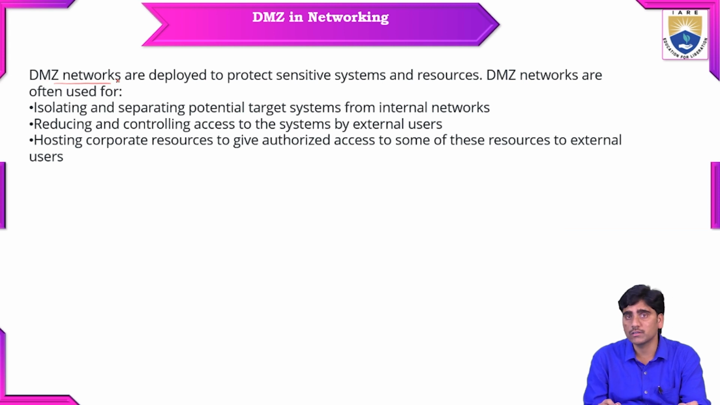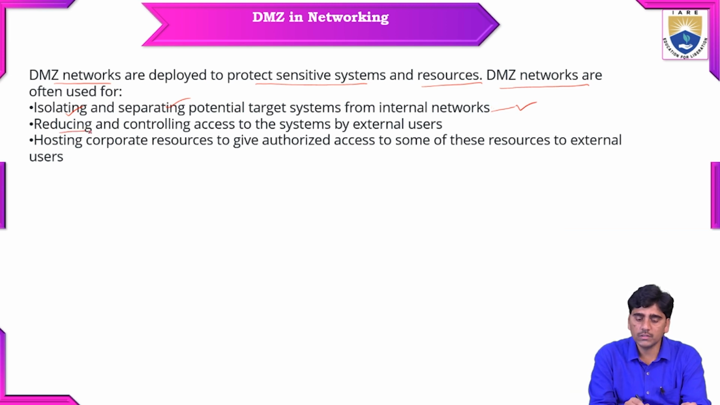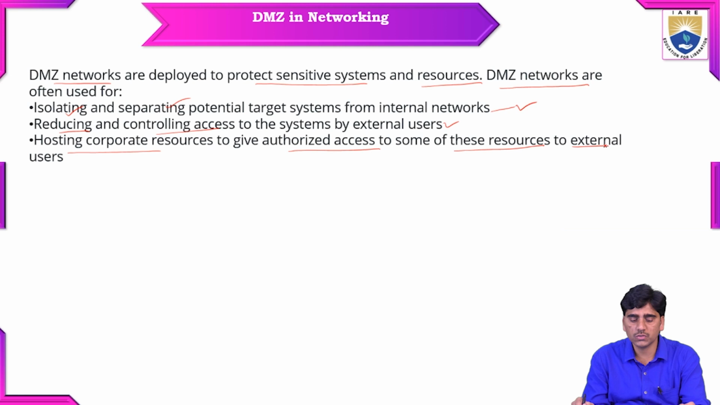And demilitarized zone networks are deployed to protect sensitive systems and resources. And these demilitarized networks are used for what purpose? Isolating and separating potential target systems from internal networks, and reducing and controlling access to the systems by external users. Hosting corporate resources to give authorized access to some of these resources to external users. So for this purpose, you have to set up your demilitarized zone network.